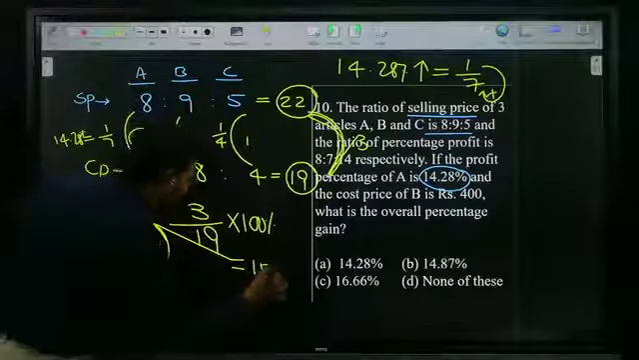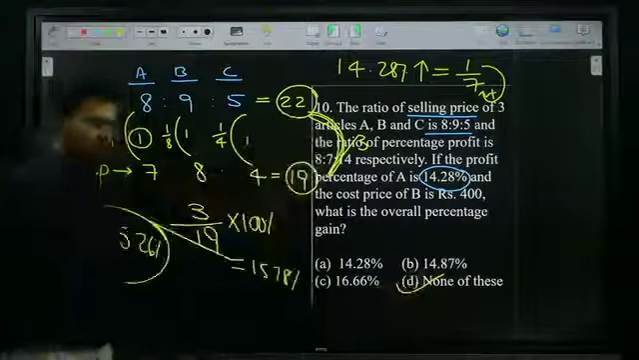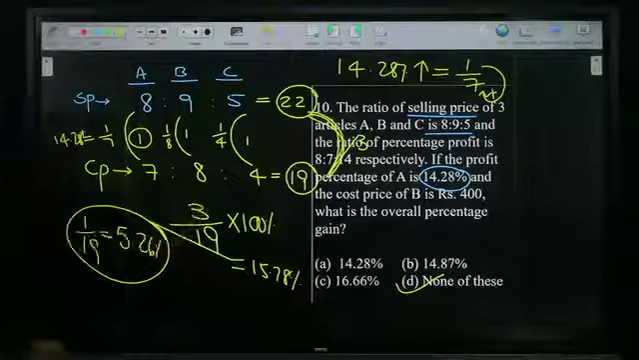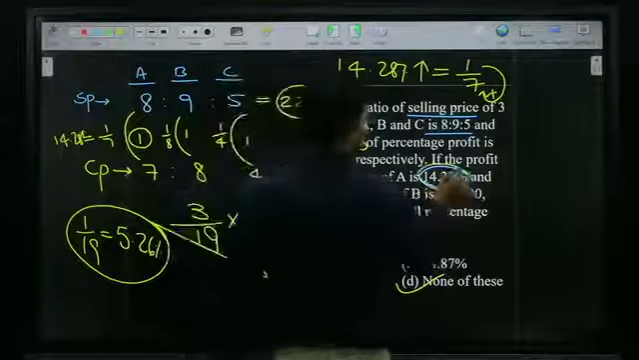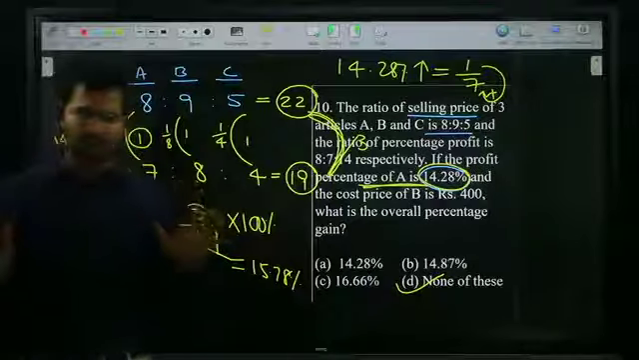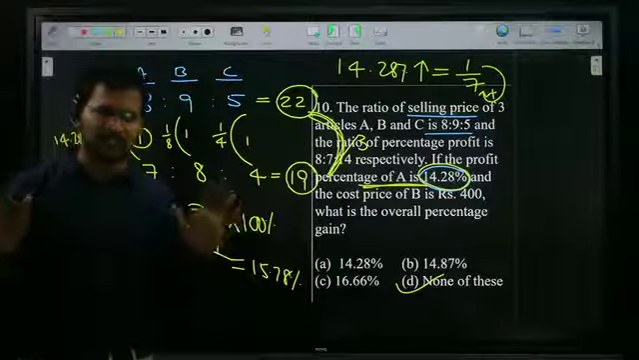15.78. But your answer is none of these. All of you understood? All of you okay? So here, listen, all of you. Here I am taking 14.28%, which is the keyword. Sometimes they give some extra information. Don't bother about the extra information.